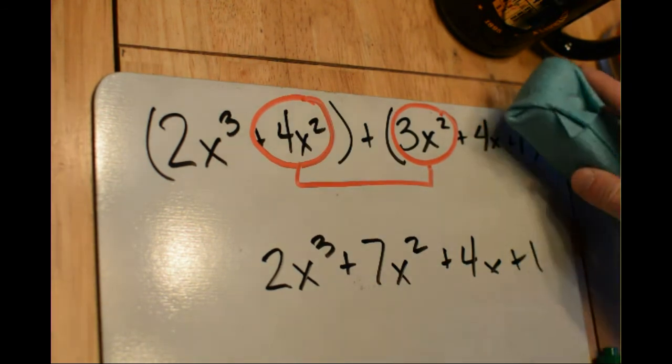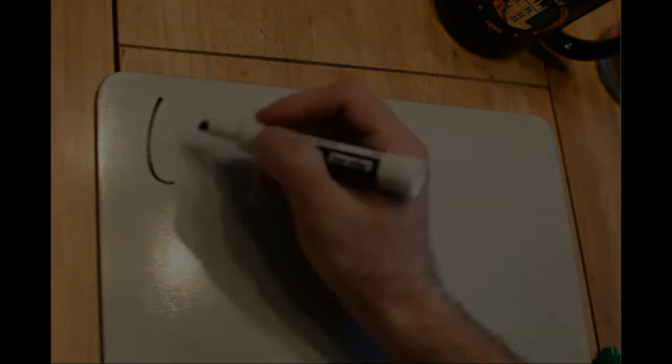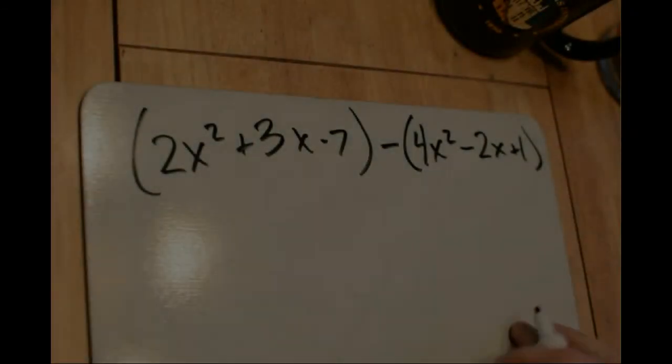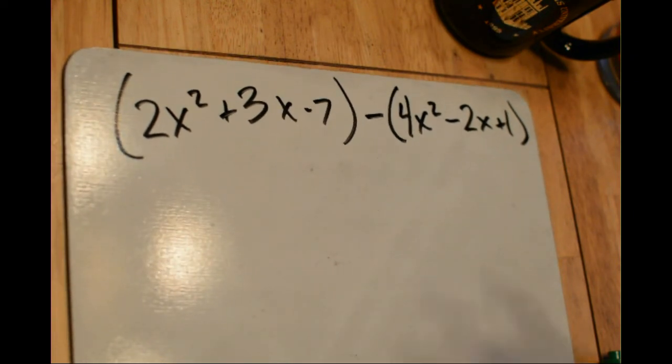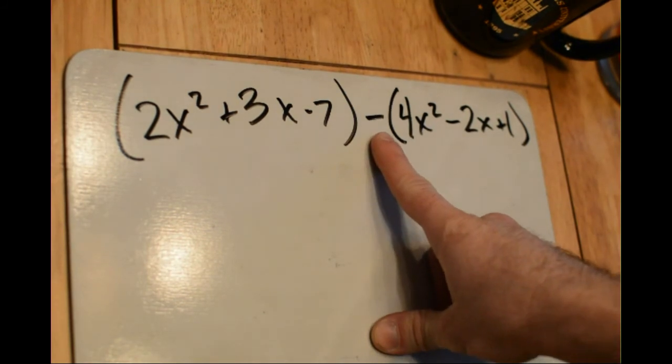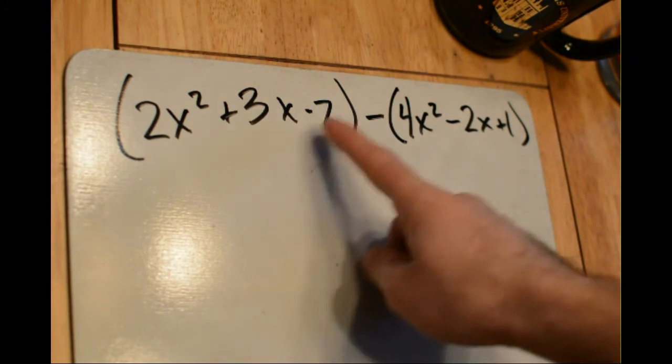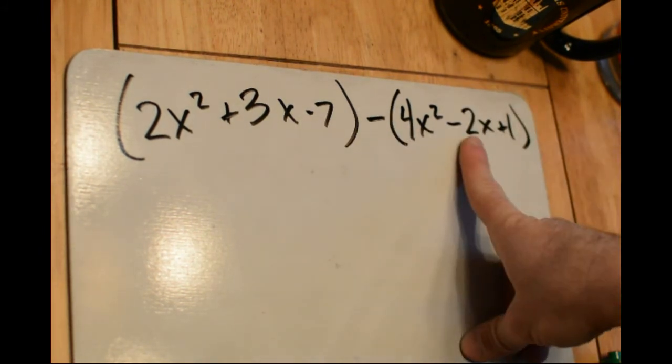I want to take a quick look at subtracting two polynomials. And it's going to be similar, but it's going to be just a little bit different. Alright, so here's the example I want to take a look at. 2x squared plus 3x minus 7 minus 4x squared minus 2x plus 1. So the difference here is instead of having an addition sign, here we have a subtraction sign. So I'm taking this polynomial and subtracting from it this polynomial.